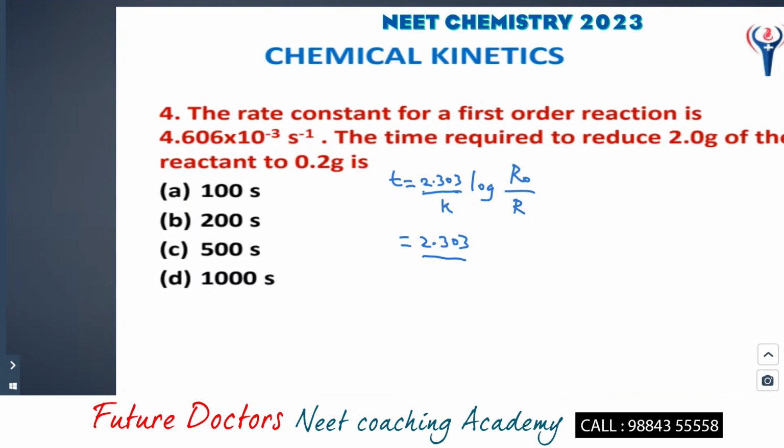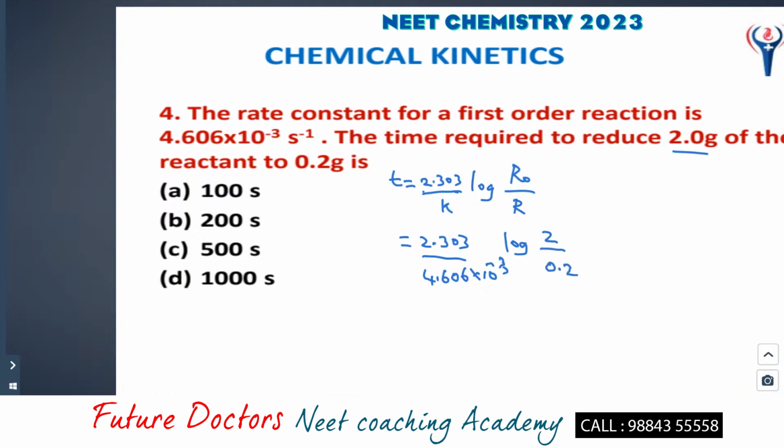Then only I have given like this. So 4.606 into 10 power minus 3. Understood? Right. Log of R naught is called initial concentration. The reactant goes from 2.0 to 0.2, isn't it? So the initial concentration is 2 gram, and it becomes 0.2 gram. So we can put it as it is here.